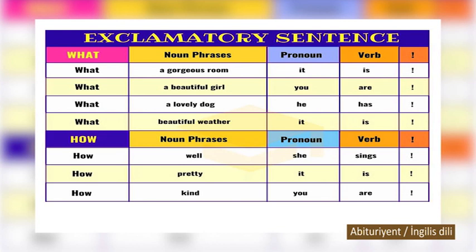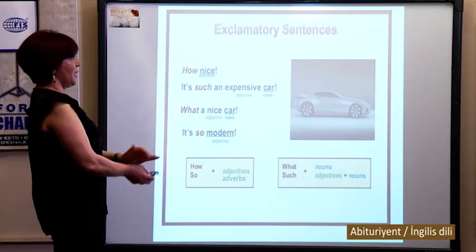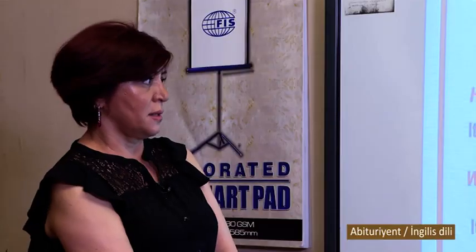If it is adjective, then no article is here. How pretty the girl is. How pretty she is. Then how kind you are. How kind the people are here. How unfriendly, for example, they were. So once again, now let us see all the exclamatory sentence forms here.